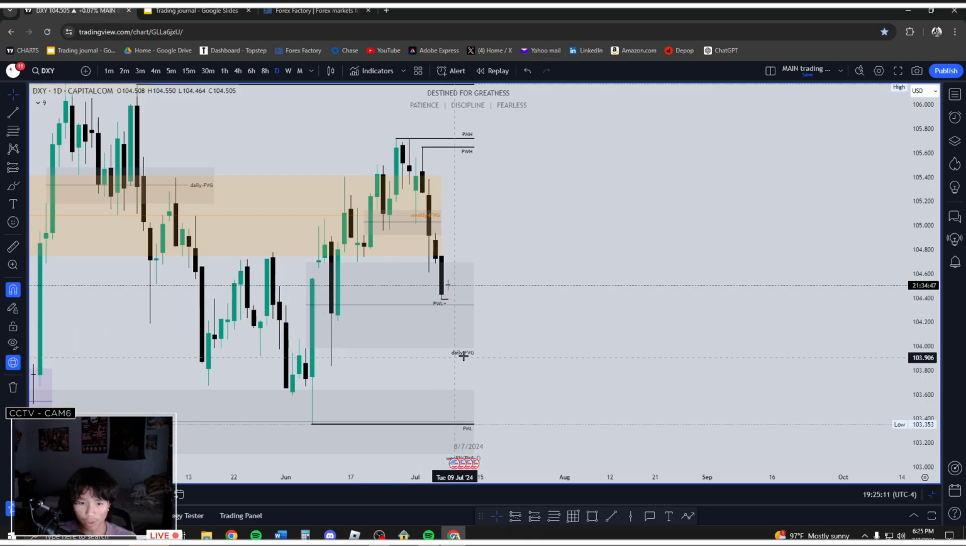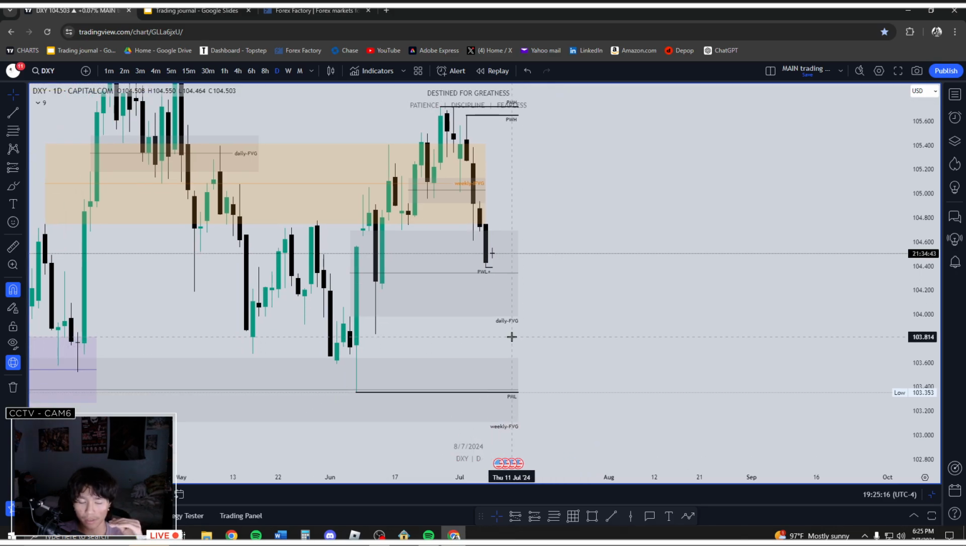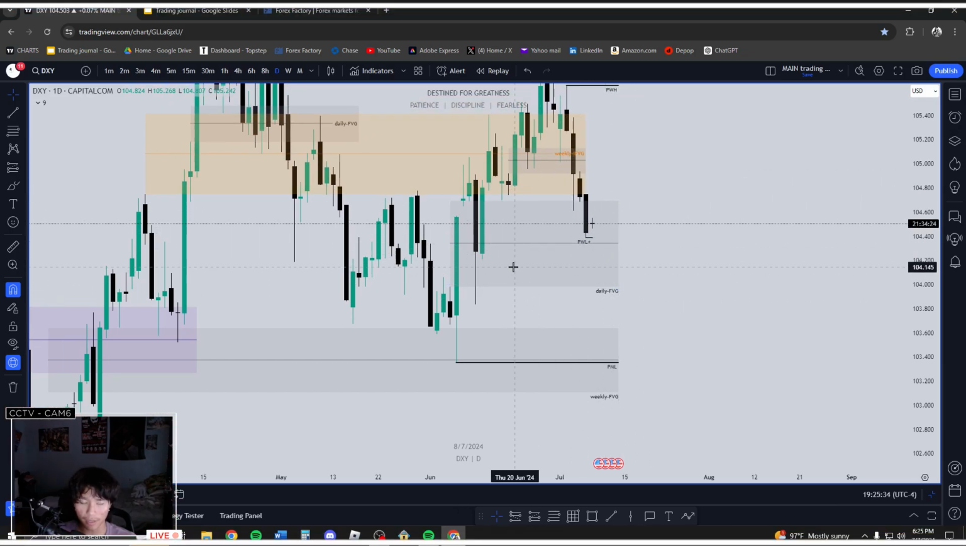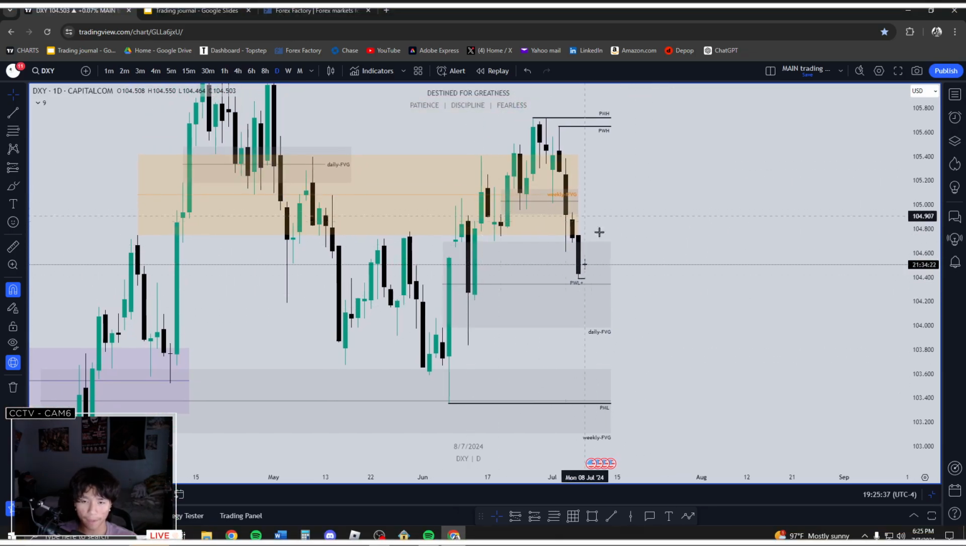If we do get a closure below this daily FEG here, gun to my head, if we close below this daily FEG here on the daily time frame, I would say the draw of liquidity is previous month's low. Just because this is basically like the last line of defense, this daily FEG here, and if we don't show any respect to it, then we're probably gonna go lower, attacking previous month's low.